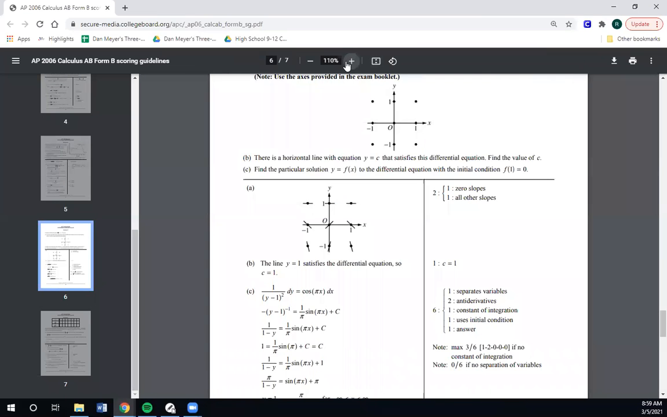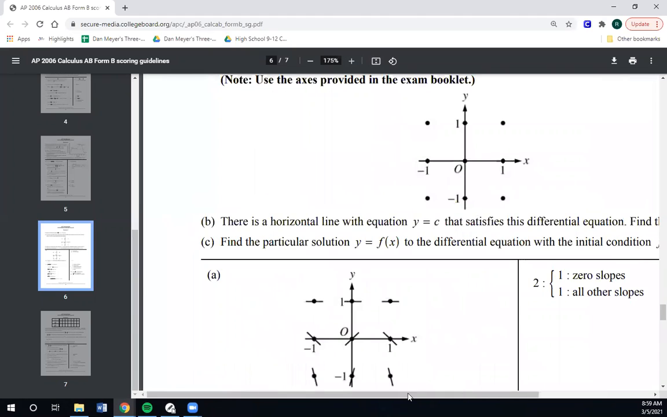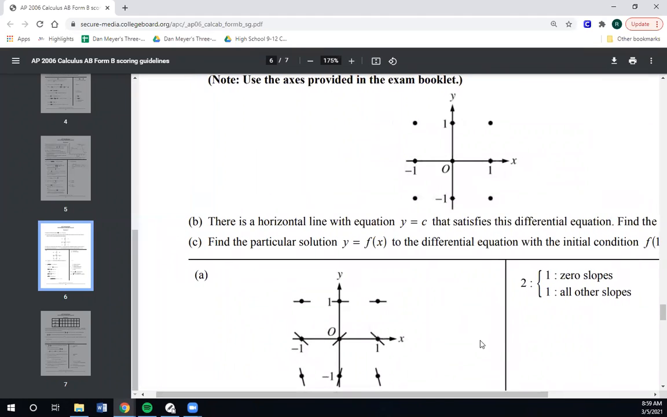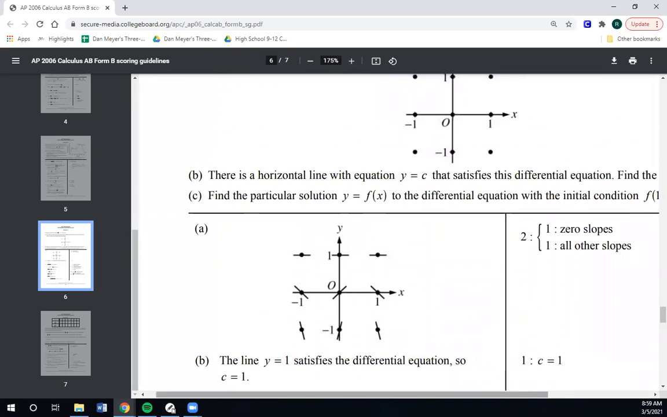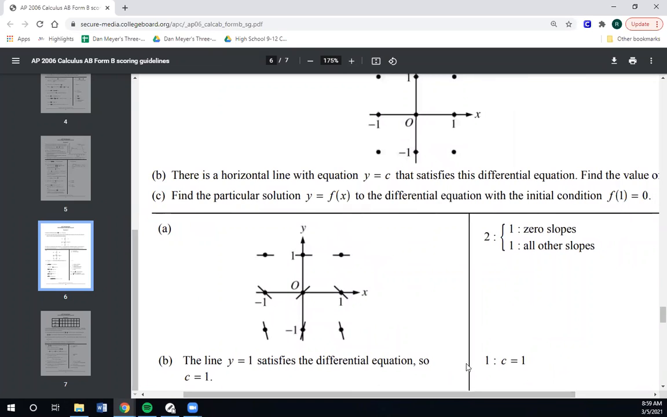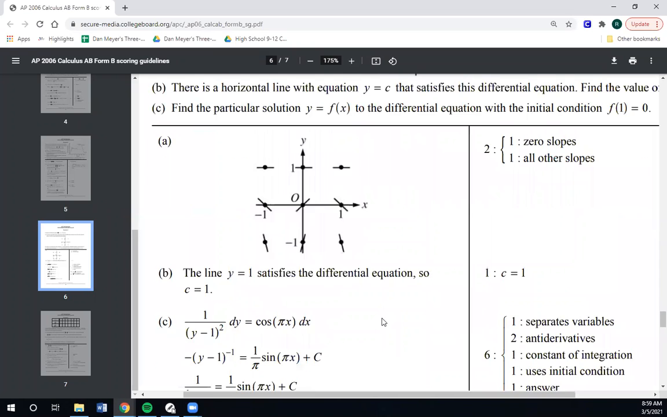Here we are. First off, here's your slope field for part A. For part B, looking at that slope field, where is it horizontal? It's horizontal at a y-coordinate of 1. So y equals 1. Where's your answer to part B? Right. Either you saw that or you didn't. All right, here is your separation of variables.